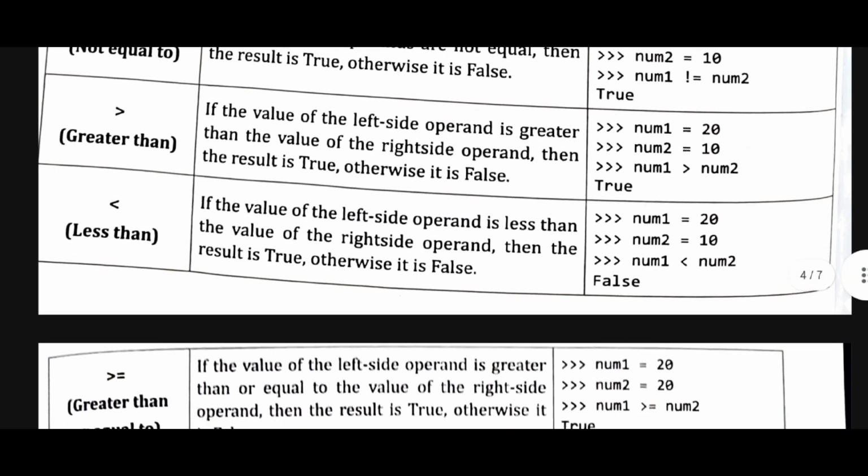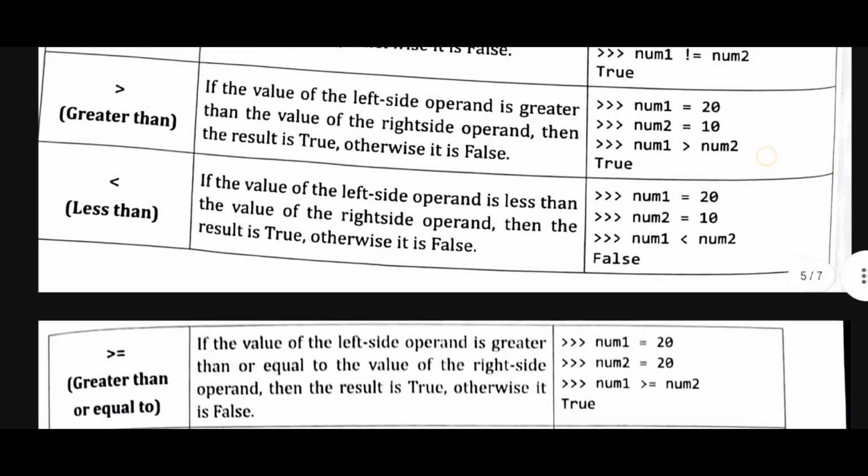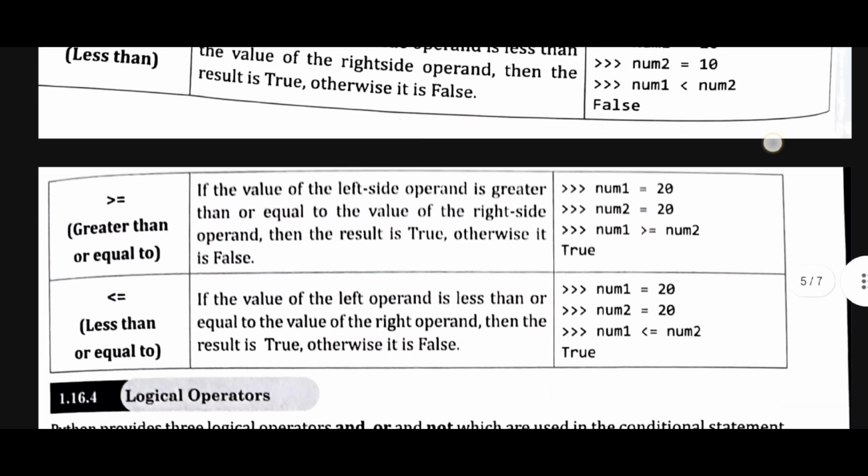Less than operator. We are checking whether number 1 is less than number 2. So here 20 is not less than 10. So the value is false.